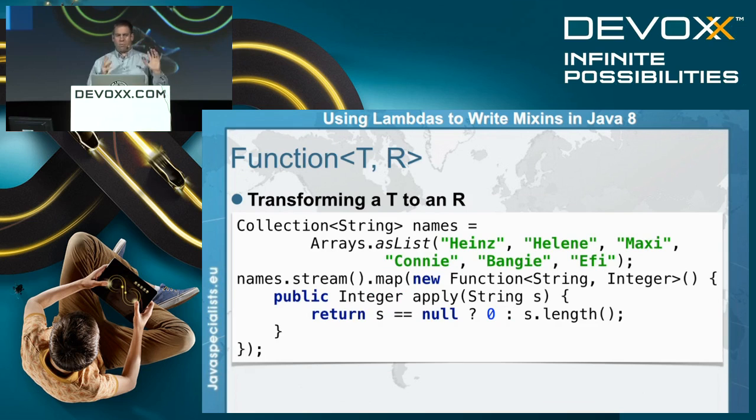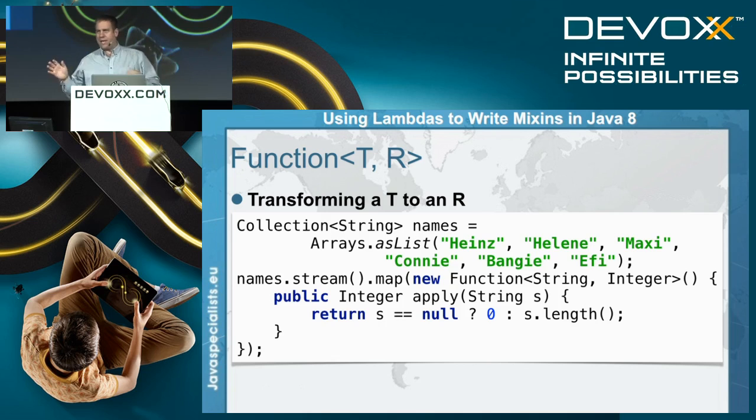The function maps from one type to another type. So if, for example, I want to return the length of each element of a list, what I'm doing is I'm saying names.stream.map, and then I'm passing in a function. And again, I'm using the long form first because it makes it so much easier to go from the long form later on to the shorter one and actually know what's going on.